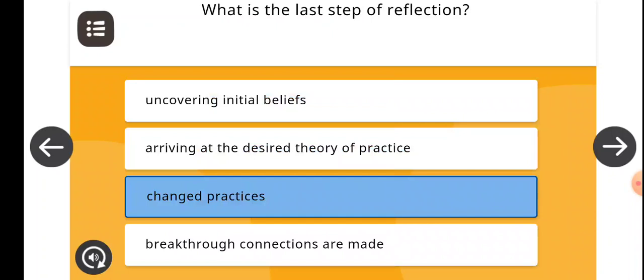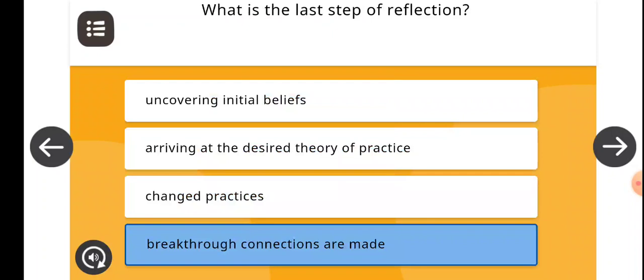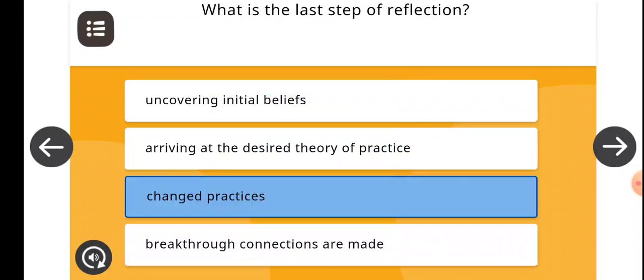At the end of this session, you will find out through the reflection what your pitfalls are, and as per your pitfalls, you will change your practice. Is it the right answer? Or breakthrough connections are made? I think at the end of the reflection, we come to know what mistakes we have committed, and in order to reduce or eradicate those mistakes, we need to develop many more theories or many more plans. So we need to change our practices finally. Option C is the right answer.